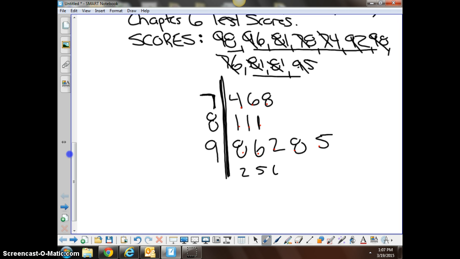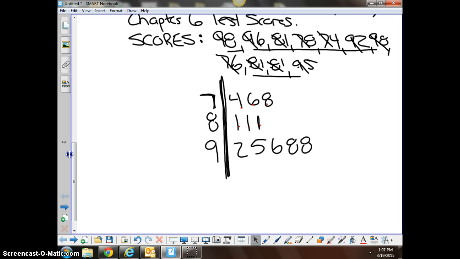2, 5, 6, 8, 8. Luckily, we have erasers, right? Yep. Because I don't want to have another set of data. So now I'm going to create my leaves, 2, 5. If you have a different way of doing it, that's fine as long as you get it right. But they do have to be in numerical order, or your leaves have to be in numerical order. Sweet.